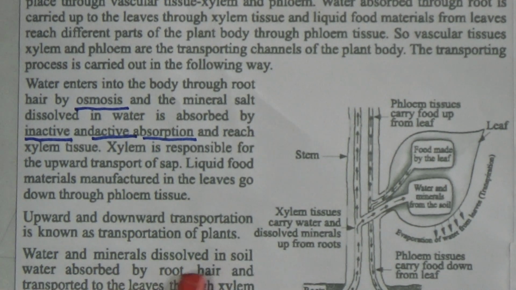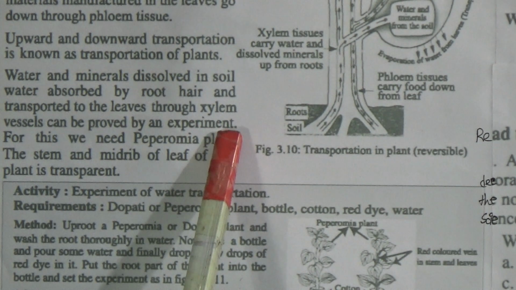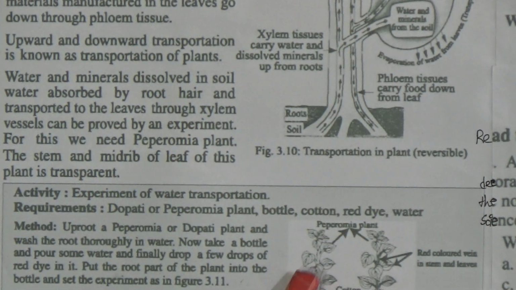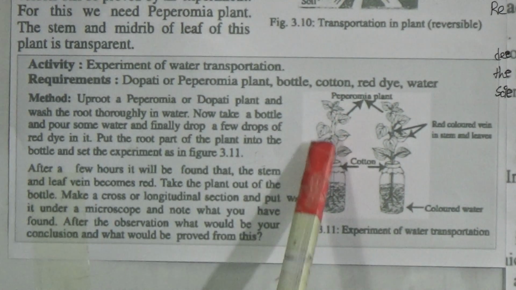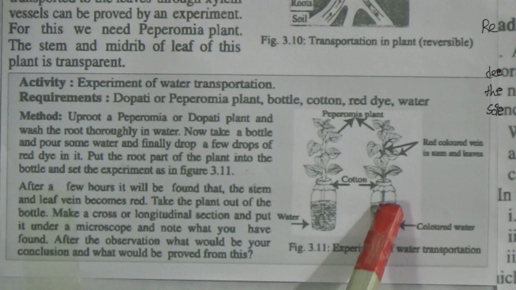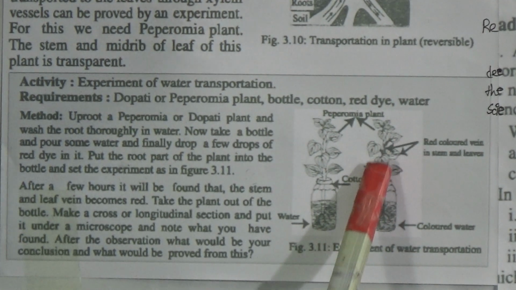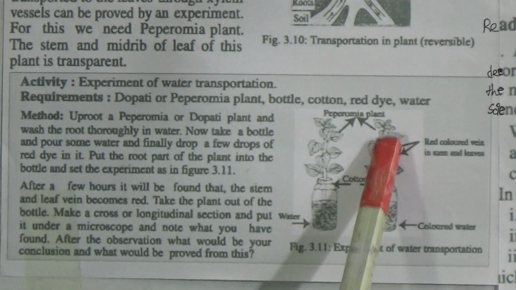Water and mineral salts dissolved in soil, absorbed by root hair and transported to the leaves through xylem vessel can be proved by an experiment. If you have a peperomia plant in your home, sometimes we can get it easily in our flowering tub, and this peperomia plant's midrib is transparent. If you put this peperomia plant in a bottle which is full of red color water, after some time you will find that the midrib of the leaves of the peperomia plant looks red. That means it proved that the root absorbed the red color water, and because of the red color water the midrib and the veins of the peperomia plant's leaves become red.